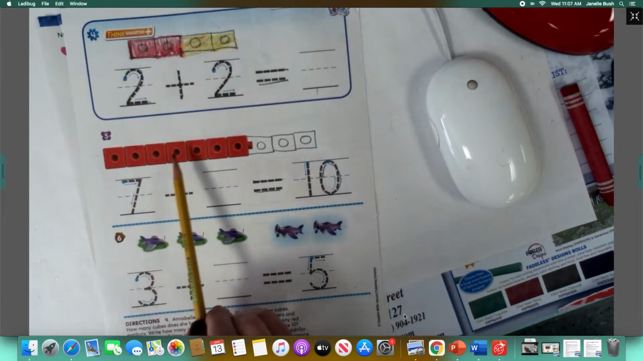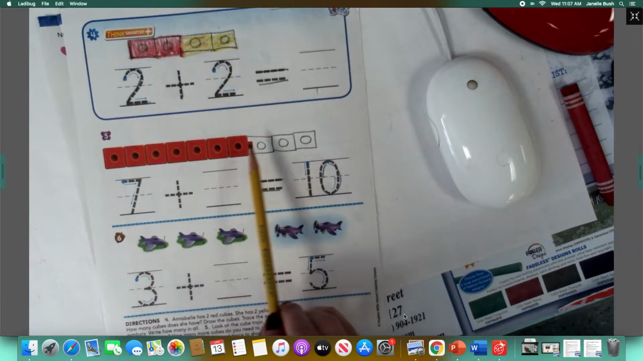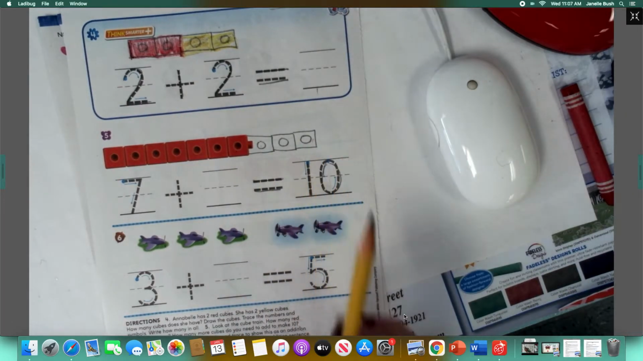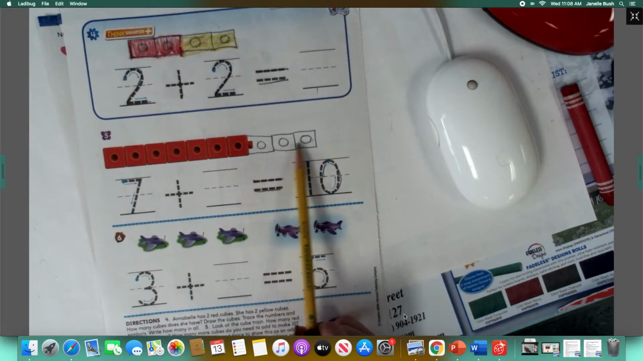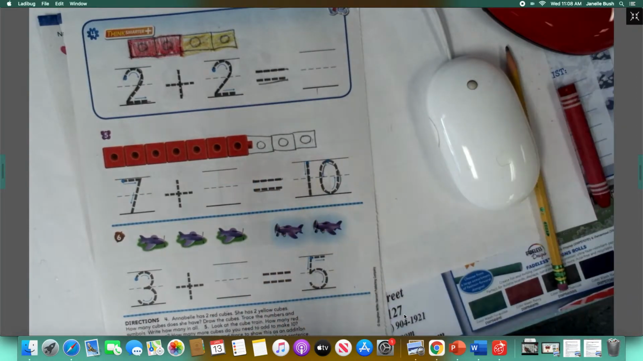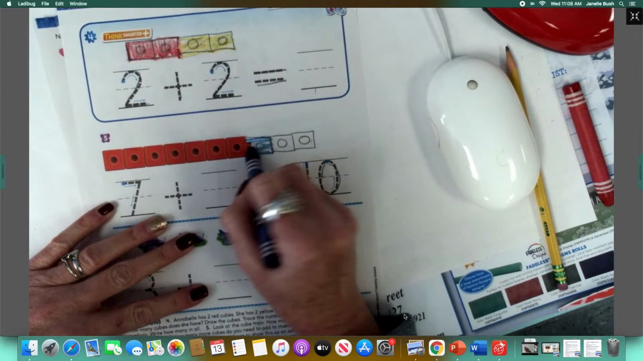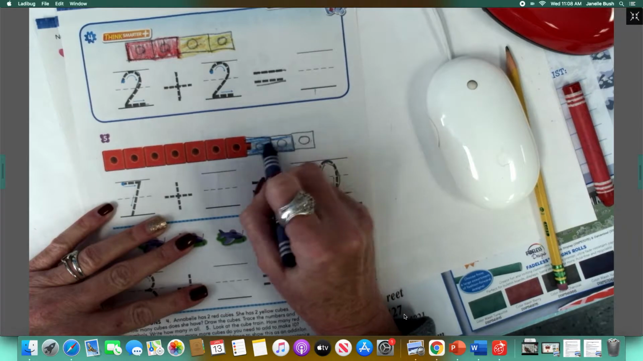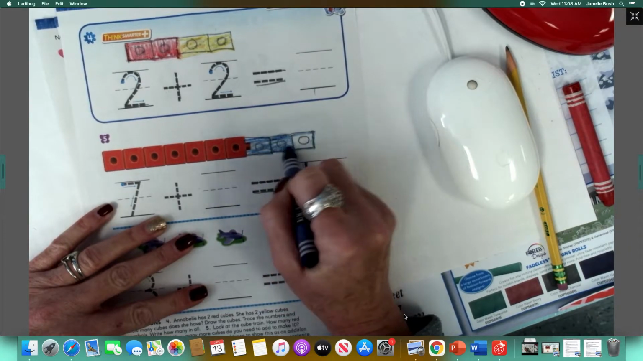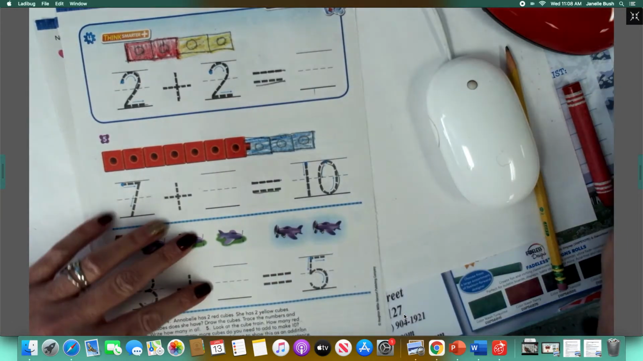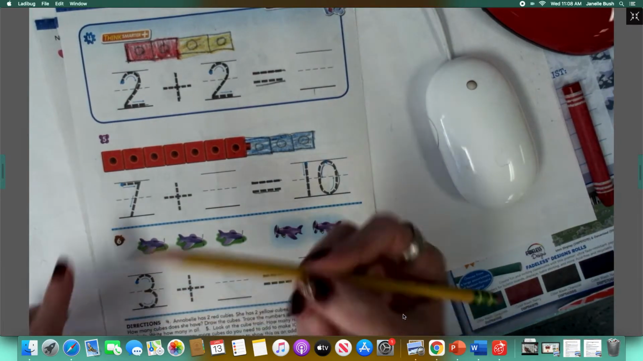1, 2, 3, 4, 5, 6, 7, 8, 9, 10. Okay. So, we have drawn the cubes. Now, we're going to color our cubes that we drew blue. So, get your blue crayon and you're going to color 1, 2, 3. Okay, now let's go back and finish our addition sentence.